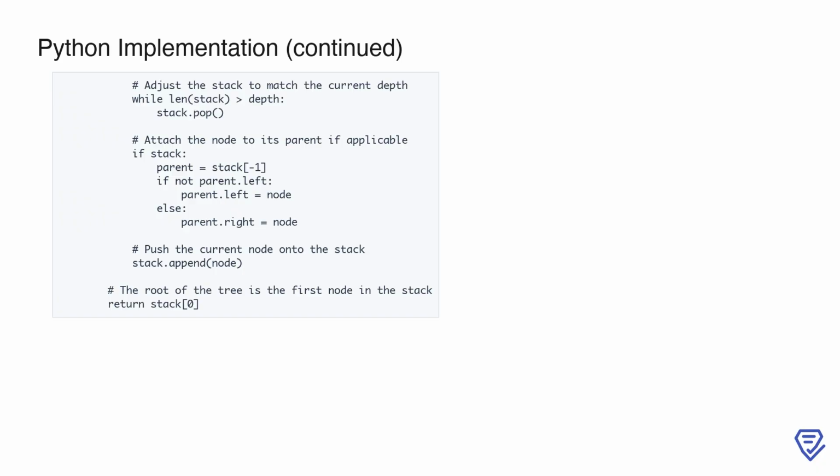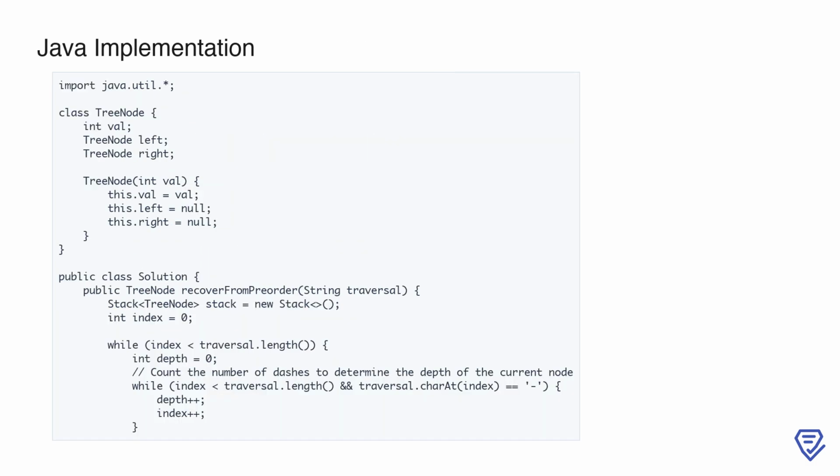Finally, after processing all characters in the traversal string, the root of the tree will be the first node in the stack. We return this root node as the output of the function. Here, we start by defining the tree node class, which represents the structure of a node in the binary tree. Each tree node has an integer value, as well as left and right child pointers, both initialized to null.